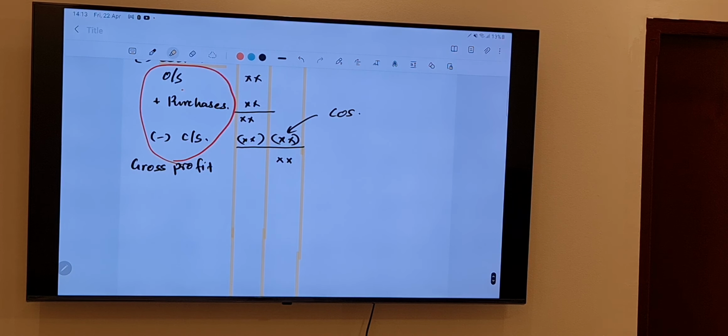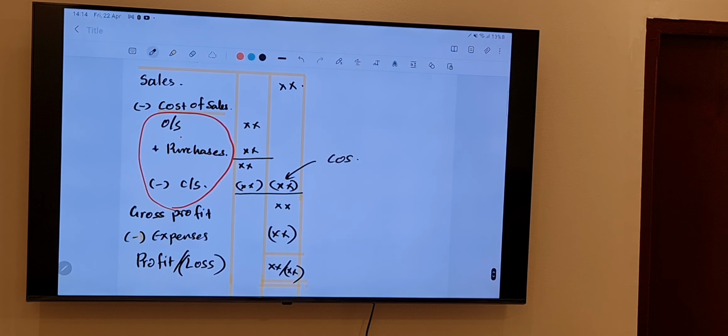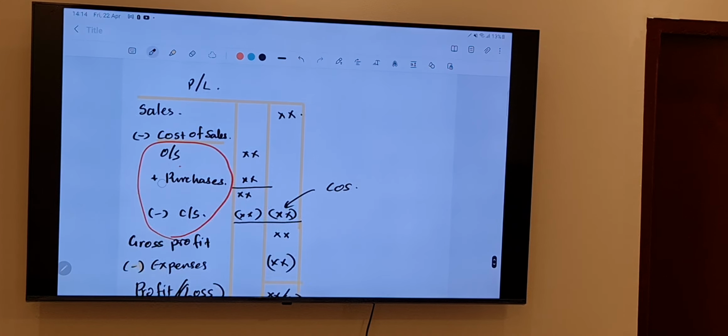Then we subtract expenses. Final answer is profit or loss. Is that clear? It's a very summarized and small basic I have given you. Gross profit is the difference between sales and cost of sales. Okay? Fine. So we have prepared the profit and loss account.